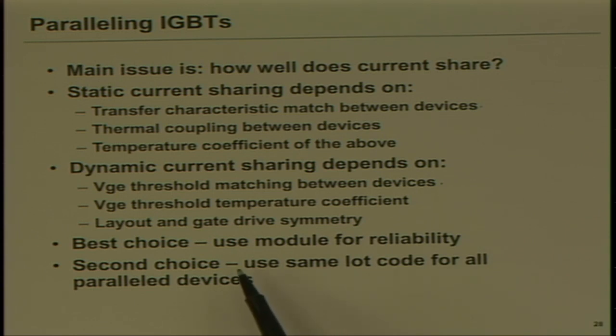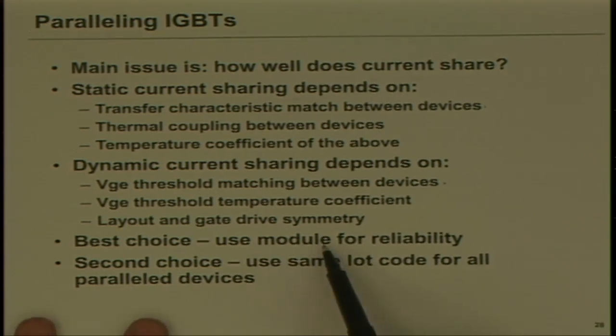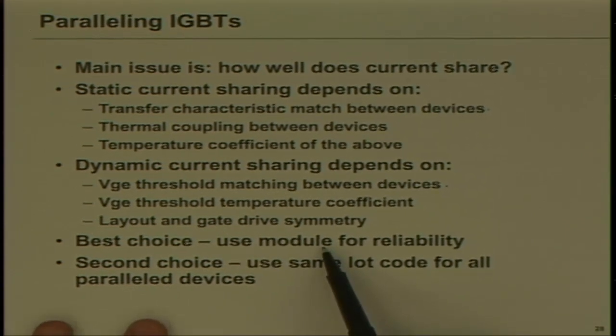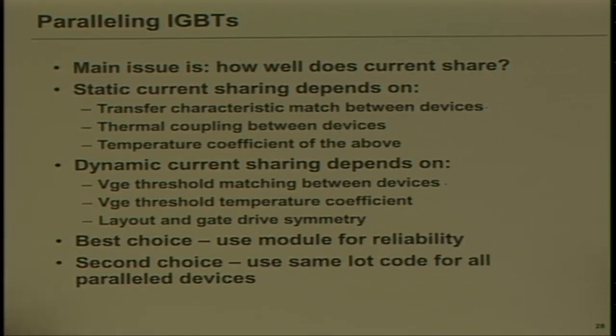So using a module, you're guaranteed that all the die inside the module are matched. It's the easy choice, the safe choice. You can also parallel them on your own, but now you have to worry about your own matching. Are they from the same date and lot code? Are they processed similarly? Are they going to share well or not?